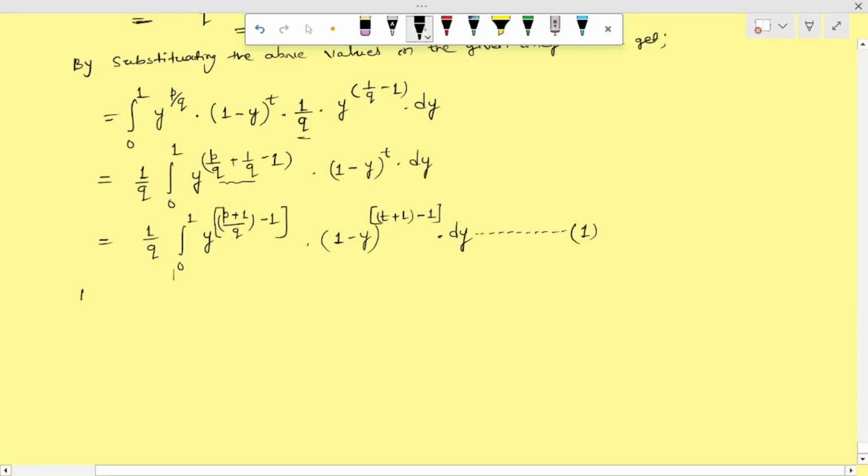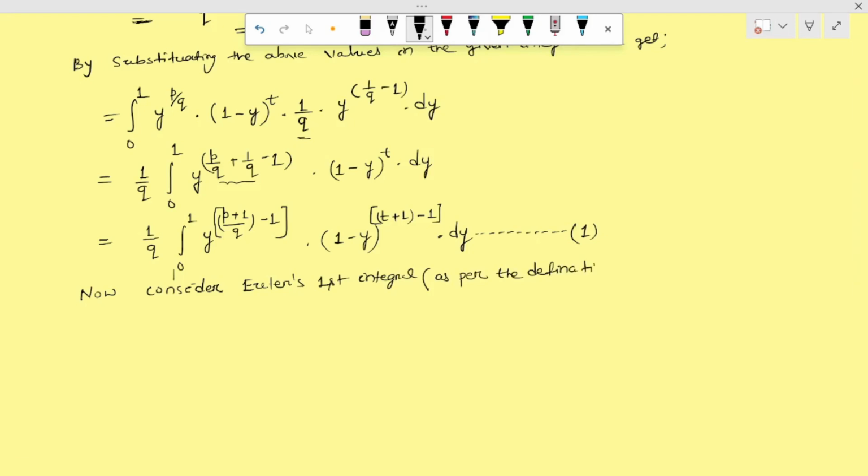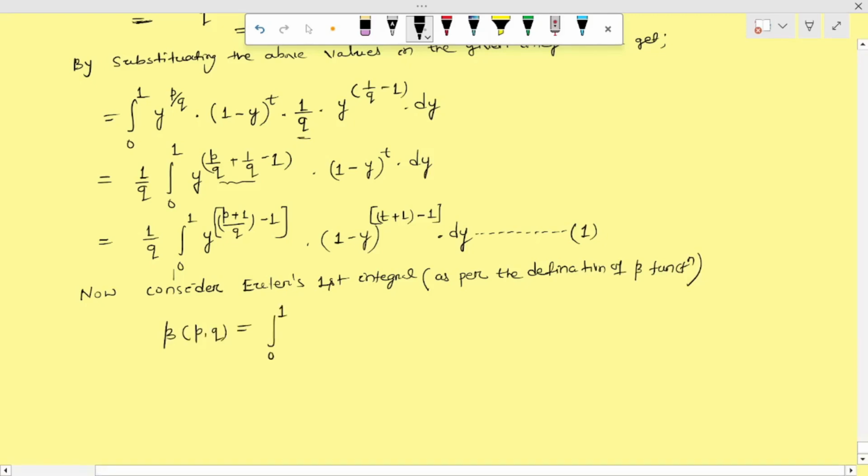Okay, now consider Euler's first integral, or as per the definition of a beta function, beta pq is nothing but integration limit 0 to 1, x to the power p minus 1 into 1 minus x to the power q minus 1 dx.